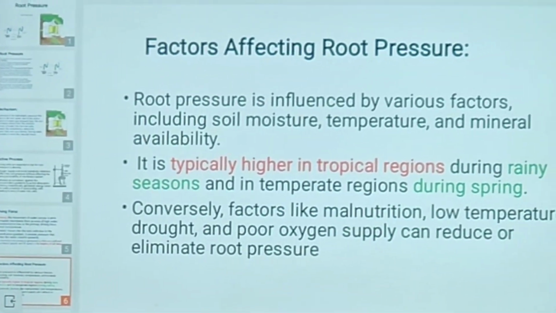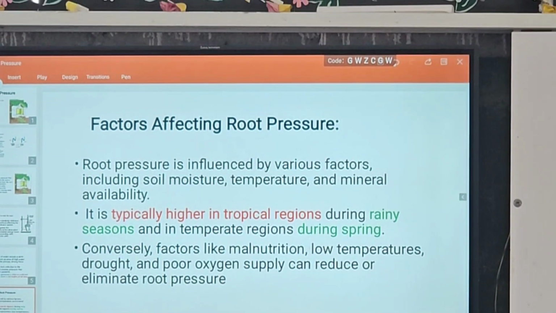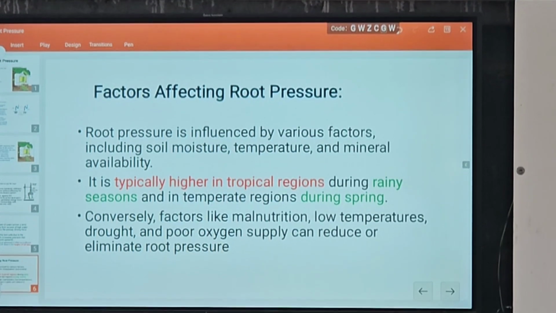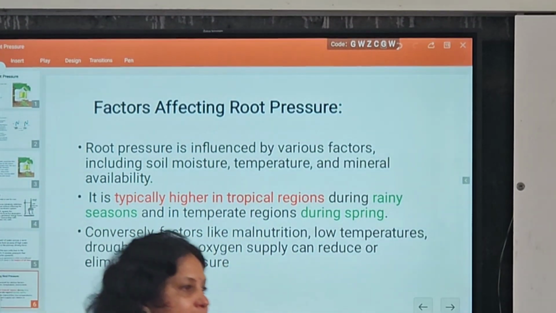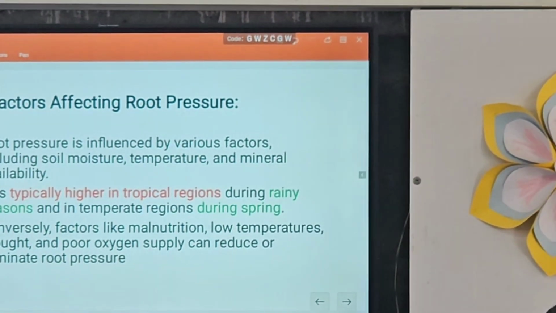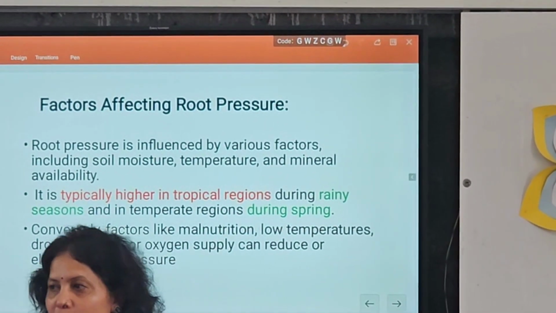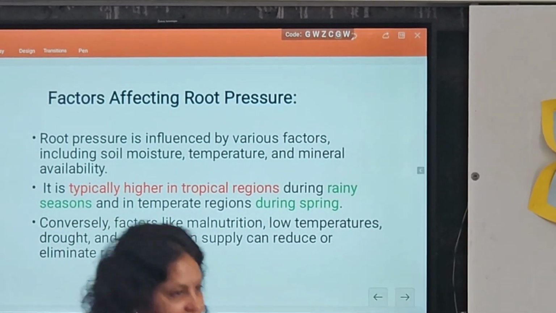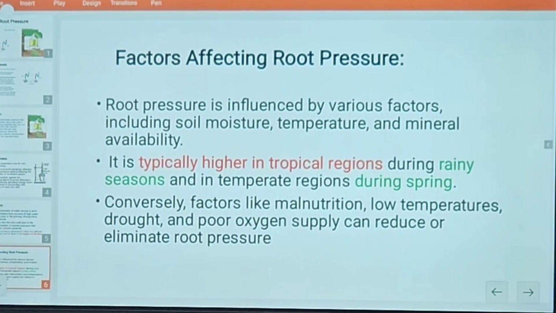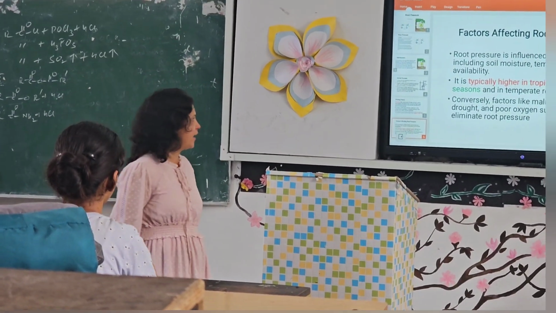Now let's know about some factors which affect the root pressure. Root pressure is influenced by various factors like moisture, temperature, and presence of minerals inside the soil. It is typically higher in the tropical region, also during the rainy season, and in the temperate region during the spring season, because in the tropical areas the temperature is high. As a result, the water moves freely inside the cell, and in the rainy season the maximum water is available in the soil, and it can move from its higher concentration to lower concentration.